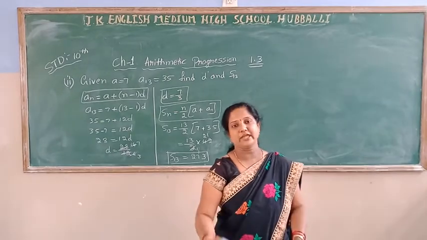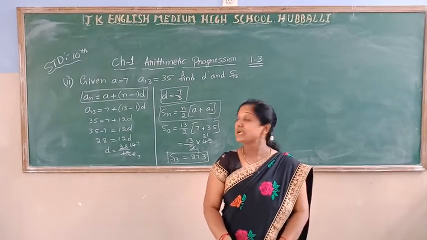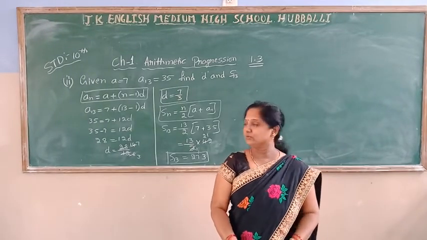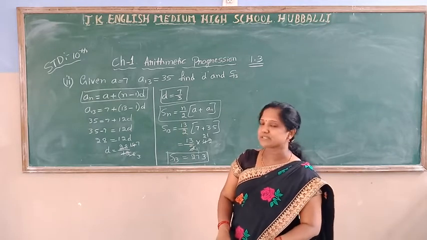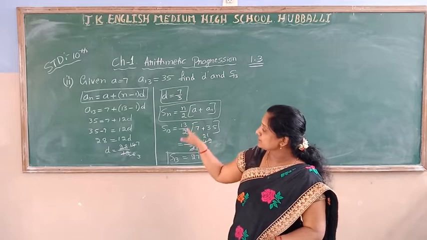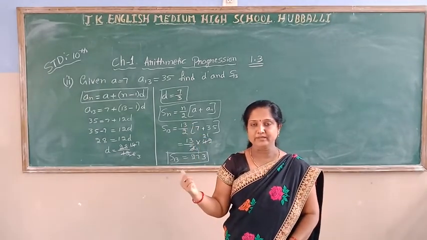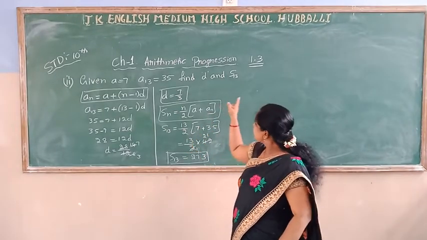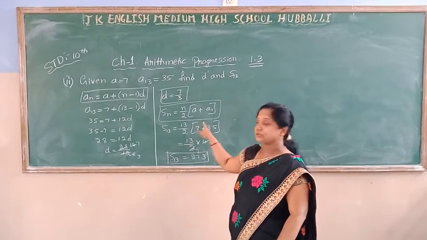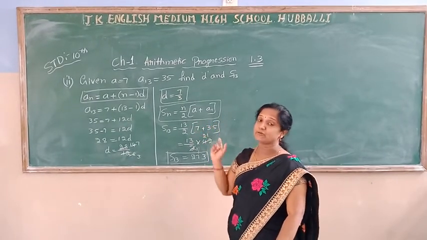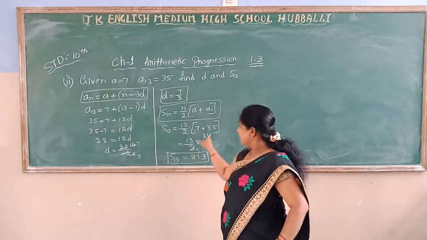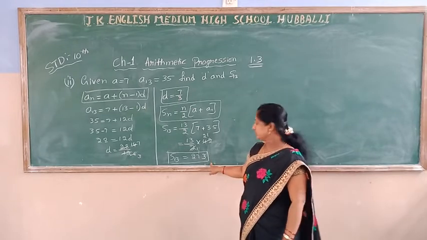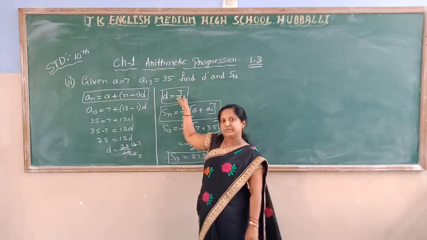You observe properly now. In this, they gave the a value and the 13th term value, and asked us to find the d value and S_13. To find the d value, I can use the formula a_n is equal to a plus (n minus 1) into d. I substitute the given values and simplify to get the value of d. After finding d, I find S_13 in the same way, using n by 2 into (a plus a_n), because I know the first term and the last term. Answer: the sum of 13 terms I got is 273 and the d value is 7 by 3.